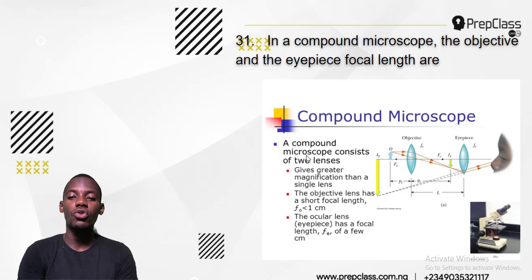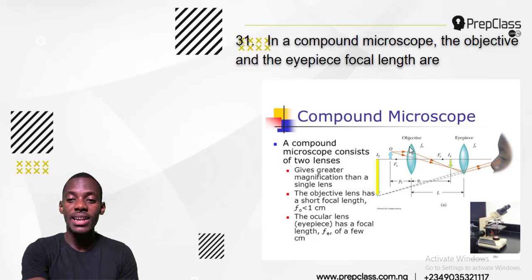So, a compound microscope consists of two lenses and gives greater magnification than a single lens. The objective lens has a shorter focal length. The ocular lens, or the eyepiece lens, has a focal length of a few centimeters. So both lenses have the same size.